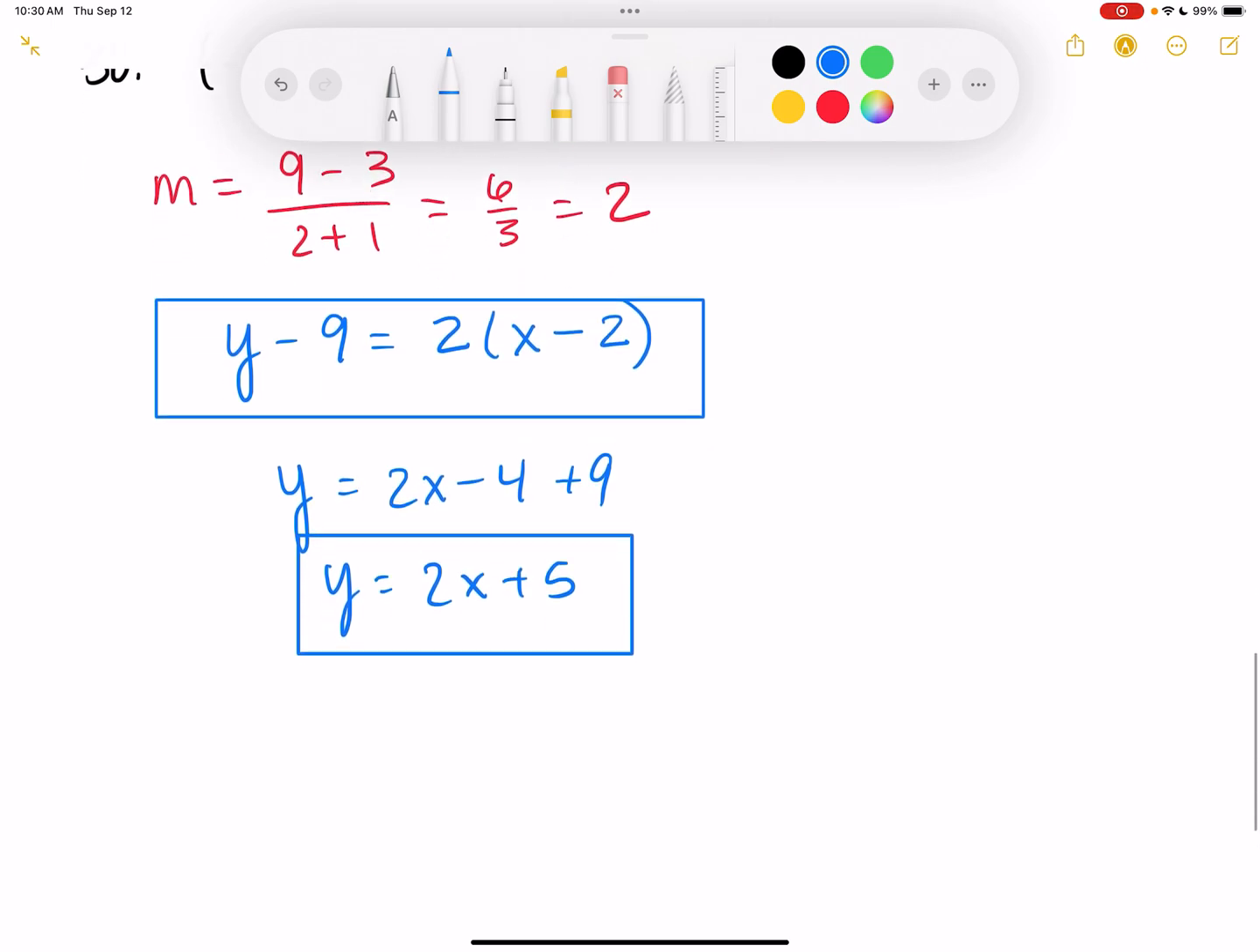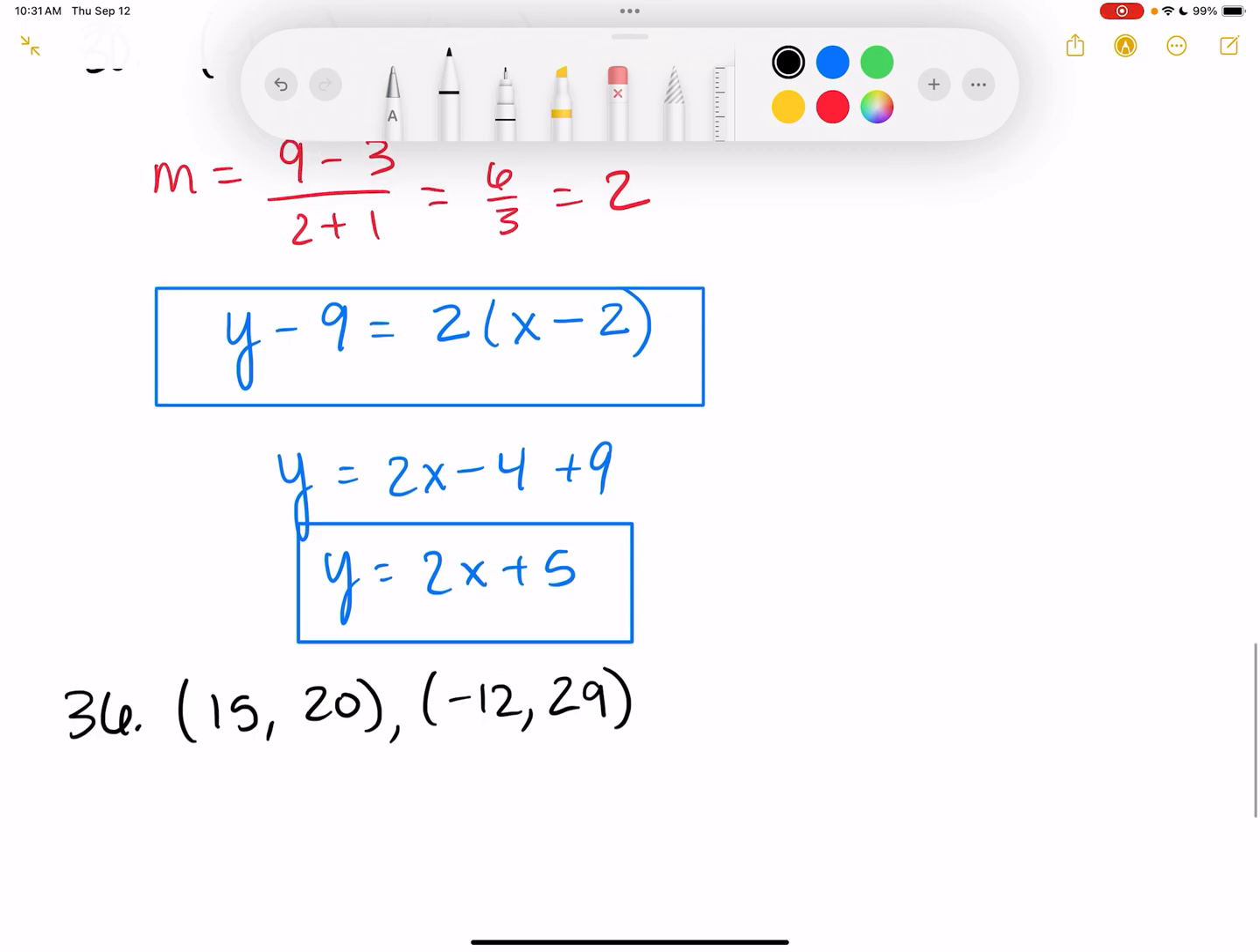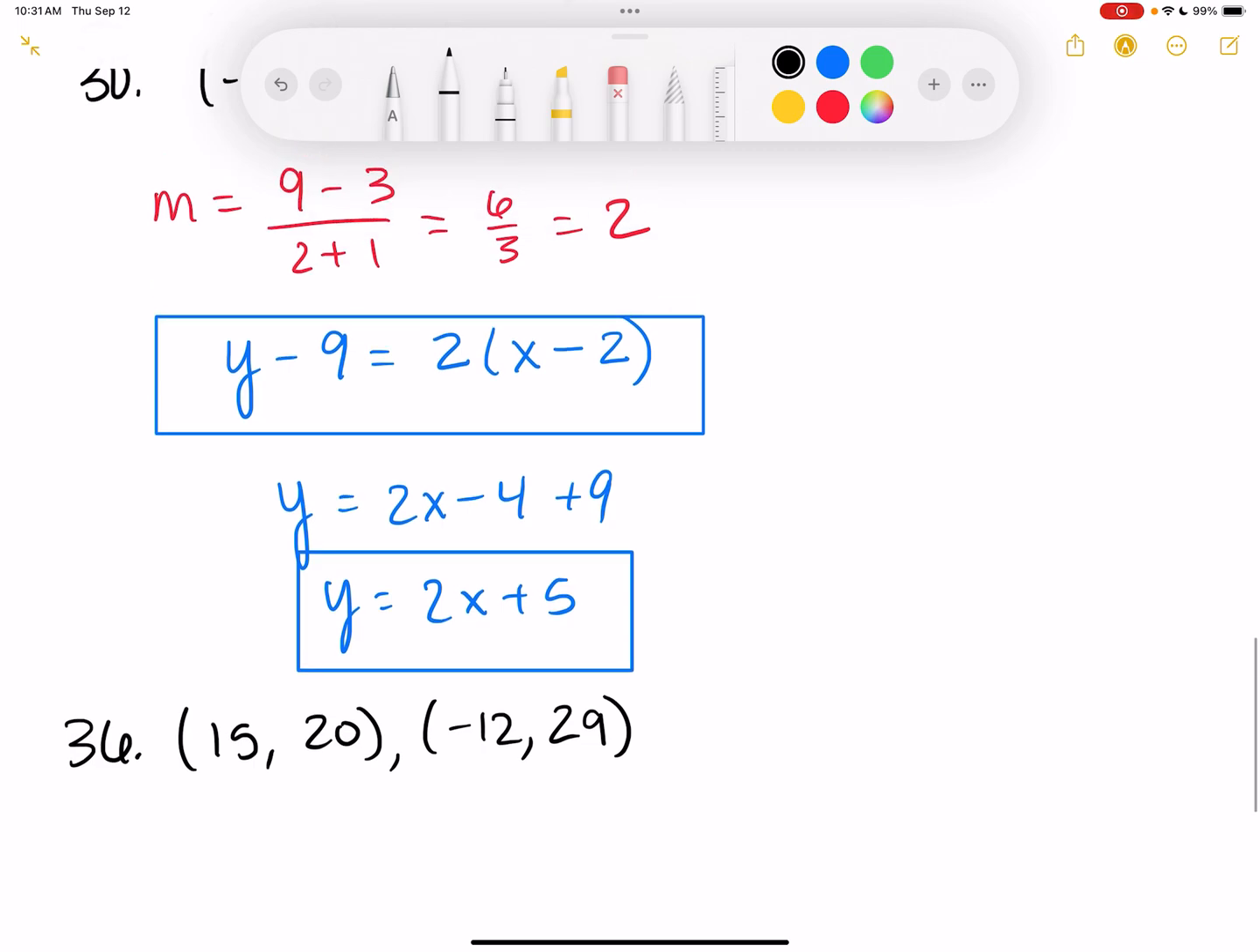I'm going to give you one more to do on your own to start with, and then we'll go over it just to make sure everybody is on task. The points are 15, 20, and -12, 29. Big numbers. I'm going to leave it like that so you can see the other one for reference if you need it.